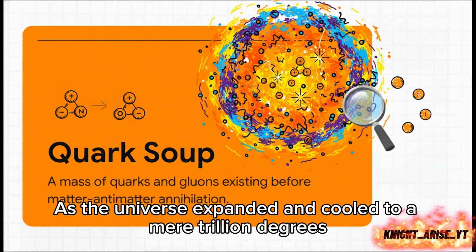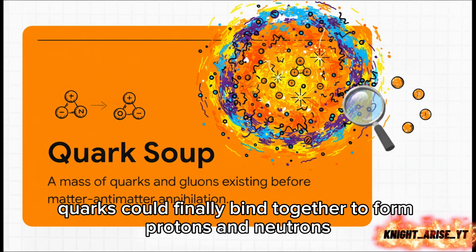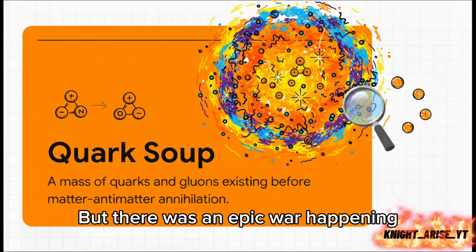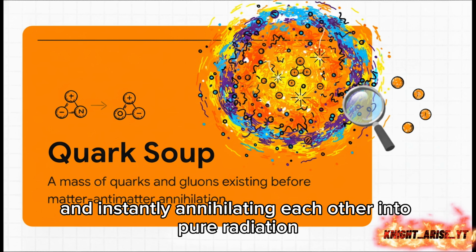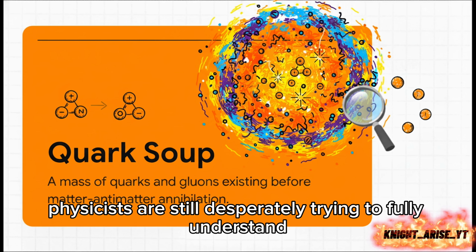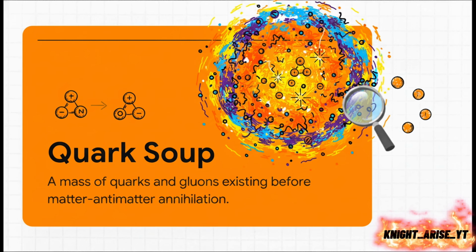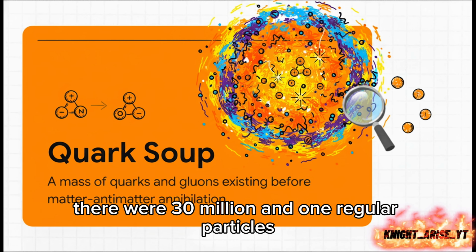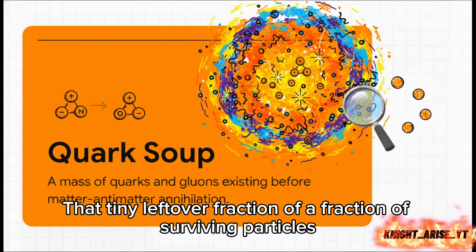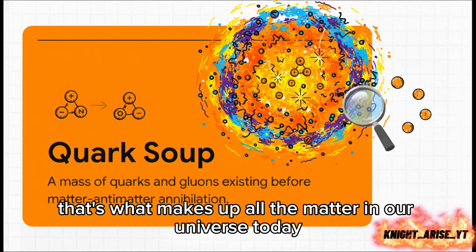As the universe expanded and cooled to a mere trillion degrees, quarks could finally bind together to form protons and neutrons. But there was an epic war happening. Particles and antiparticles were constantly colliding and instantly annihilating each other into pure radiation. But for reasons physicists are still desperately trying to fully understand, there was a tiny imbalance. For every 30 million antiparticles, there were 30 million and one regular particles. That tiny leftover fraction of surviving particles, that's what makes up all the matter in our universe today.